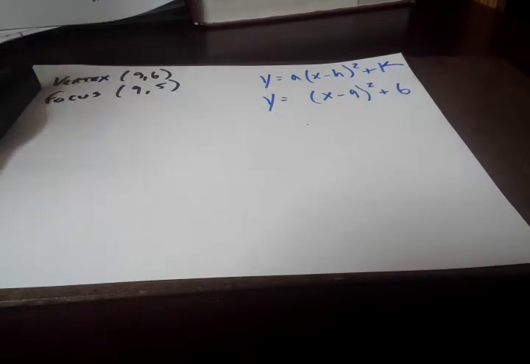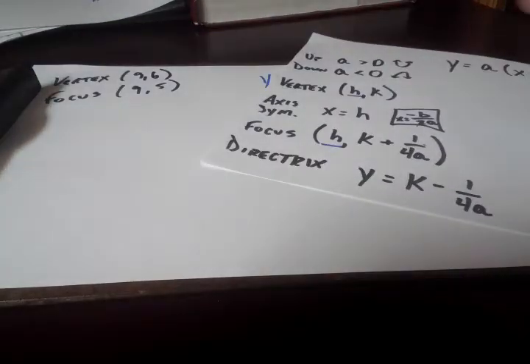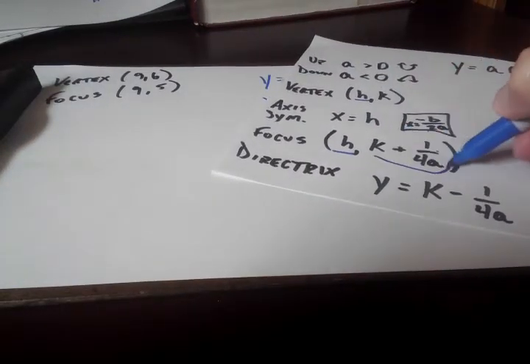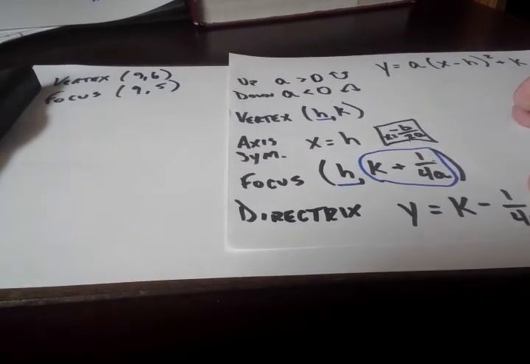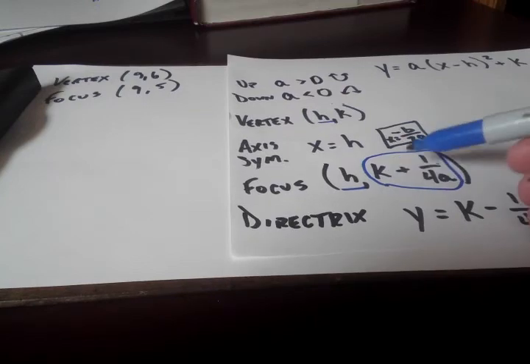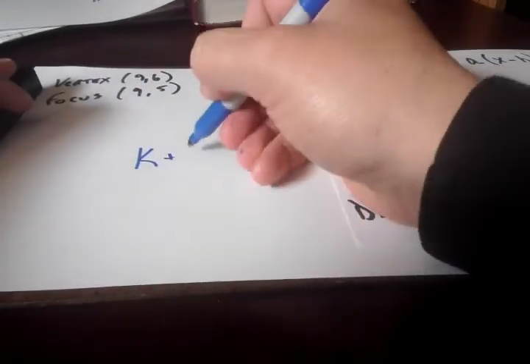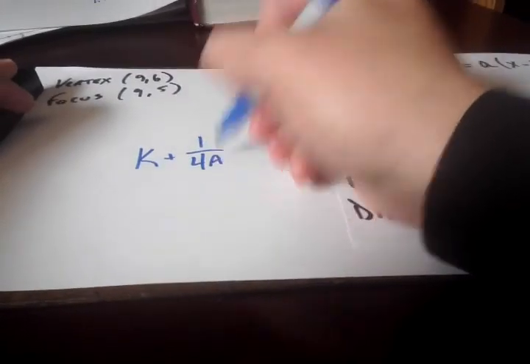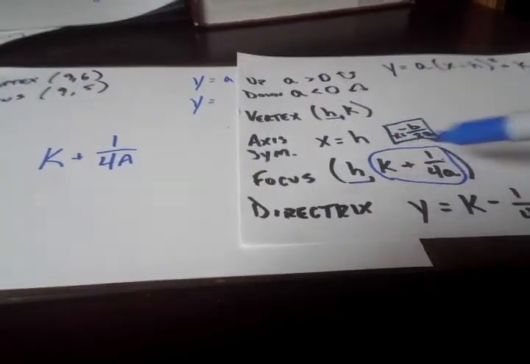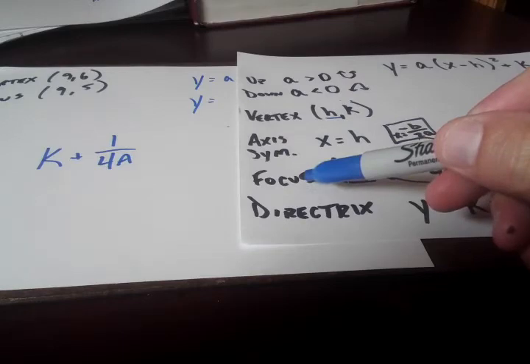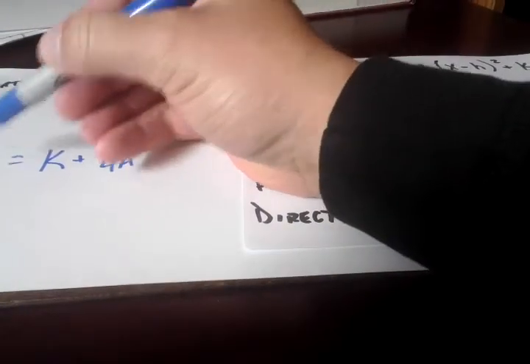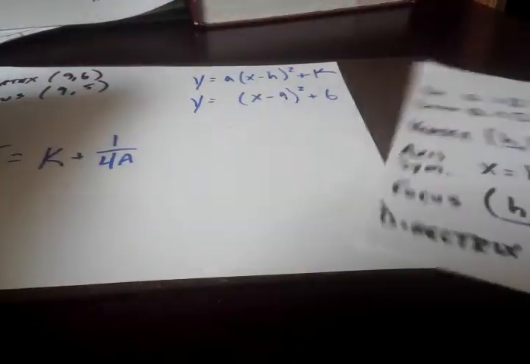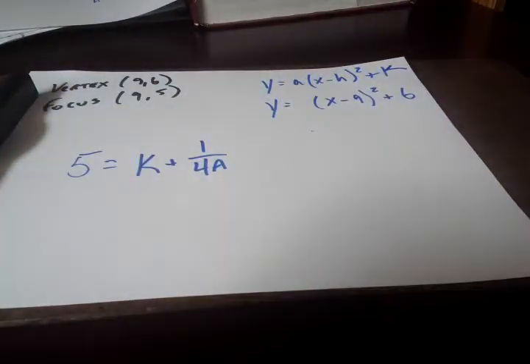So I'm going to come back to my paper here. Let's go to the focus, because the focus tells us what that y value is going to be. The focus is k plus 1 over 4a. And guess what that equals? This is the y value of the focus, which was 5. So I'm going to say this equals 5.